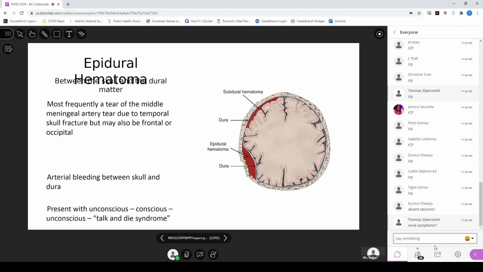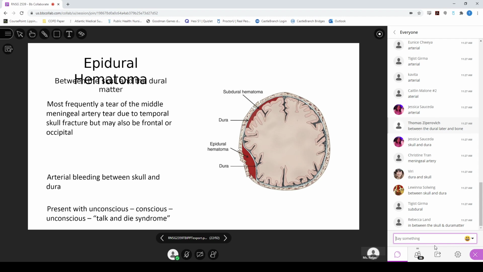Where's the bleed during an epidural hematoma? Well, first of all, is it an arterial or a venous bleed? Arterial, good job. Okay, so where is it? Yeah, between the skull and the dura. It's most frequently caused by a tear in the artery from a skull fracture, and they can present conscious, unconscious, or with walk and die syndrome, where you think they're okay, and then they go unconscious, and then all of a sudden gone. And this is a medical emergency.